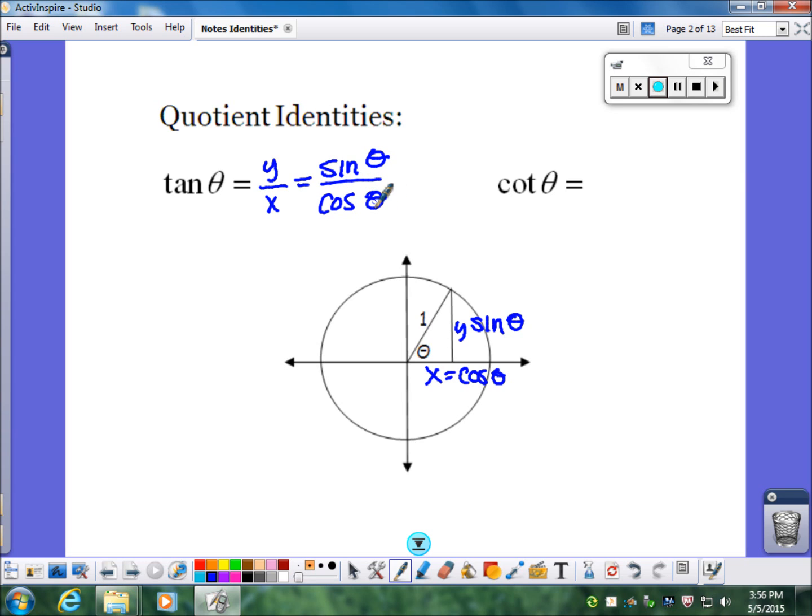Now you can't cross out those thetas, and that's a combined statement, sort of like having a binomial. You can't substitute or cross out part of it. And cotangent of theta is defined to be x over y, so that means the quotient identity is cosine theta over sine theta. All right, so those are the quotient identities. So you're going to have to memorize all these different identities.